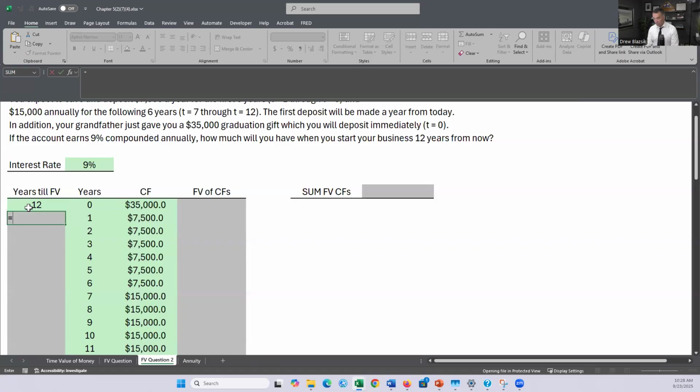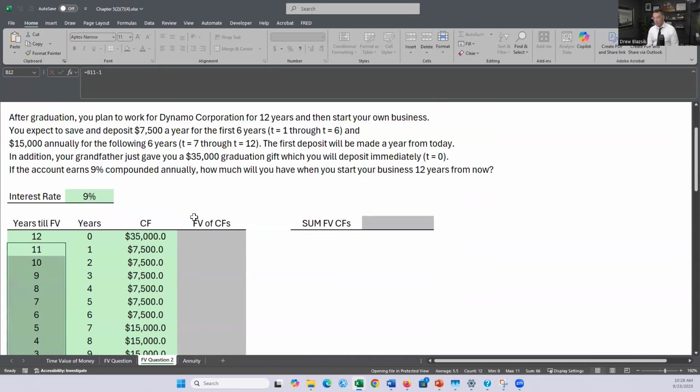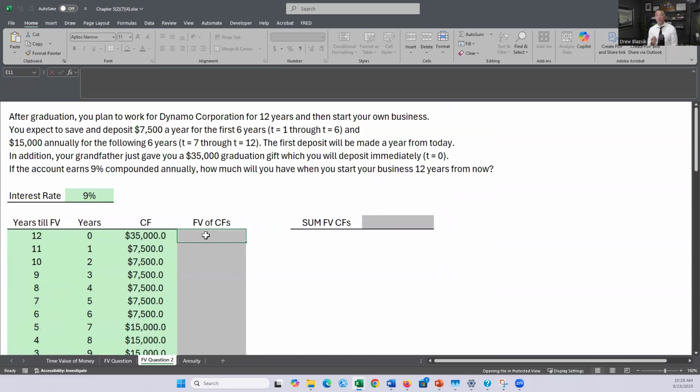And then I'm going to go in reverse again. Remember, do this for future value. I'm going to go minus 1. This just shows how many years till the future value. Now, if we do it correctly, we're going to do it one time, and I'm going to drag that equation down. So I want to find each one.